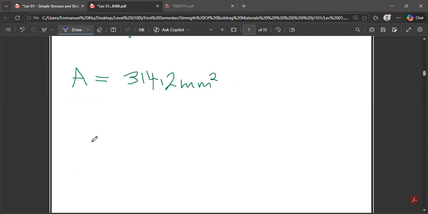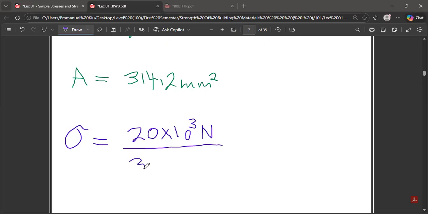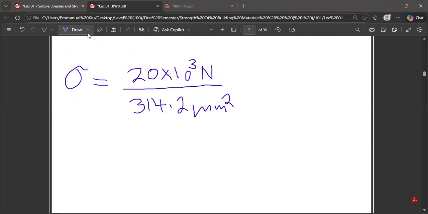So our stress, we say our stress was equal to 20 times 10 exponent 3 Newton all over what? 314.2 millimeter squared. Someone should quickly punch this on a calculator for me and tell me the answer. So finally, what do you think our answer is going to be? Anyone with the answer?